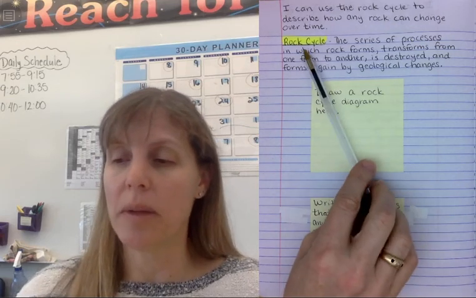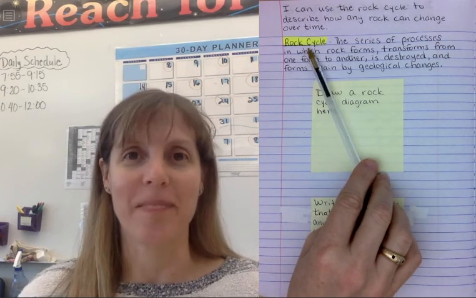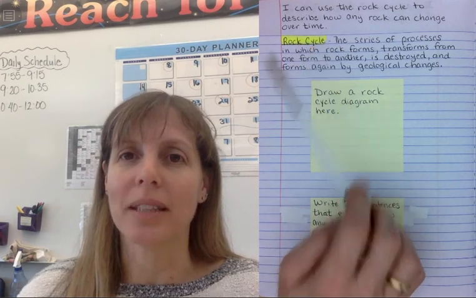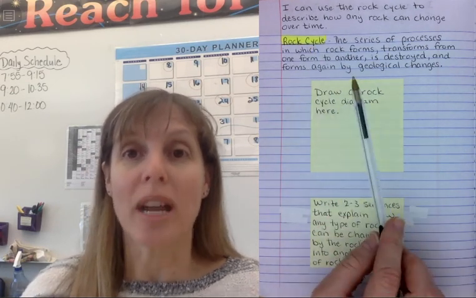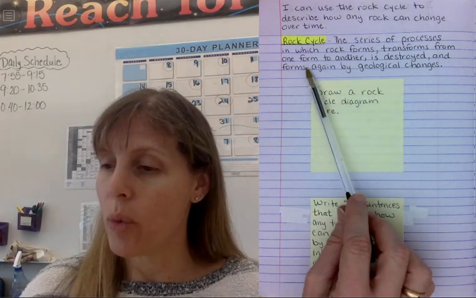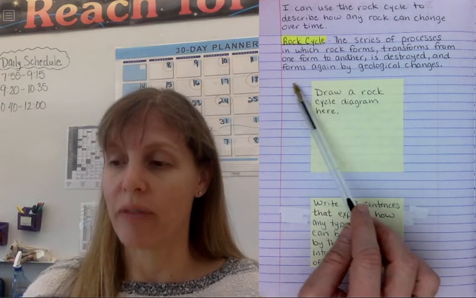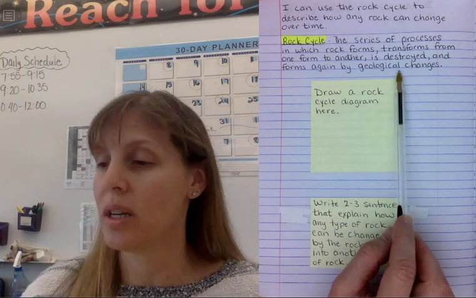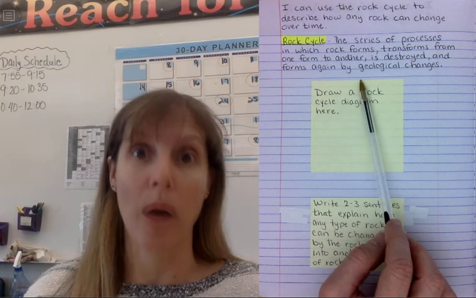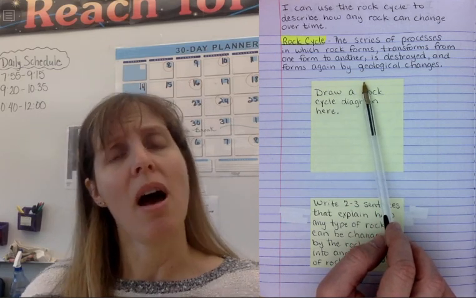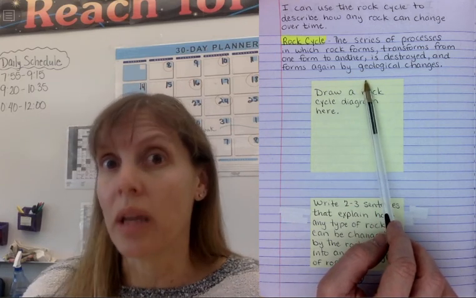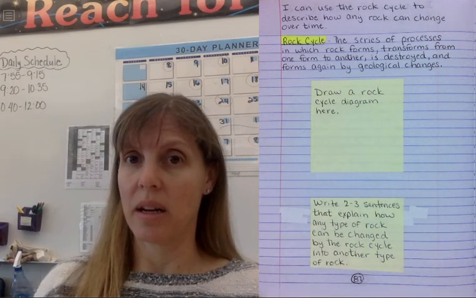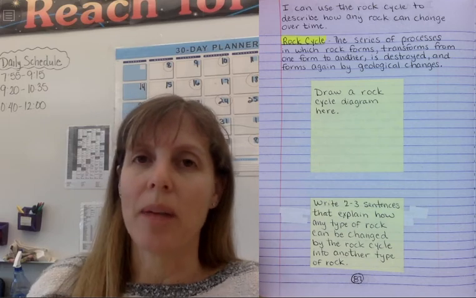Our key term for today is rock cycle. Say it with me, rock cycle. It's the series of processes in which rock transforms from one form to another. It's destroyed and forms again by geological changes. A geological change is like weathering or maybe lava or magma cooling, okay, or sediments cementing and coming together. And that's what I'm talking about with the rock cycle.